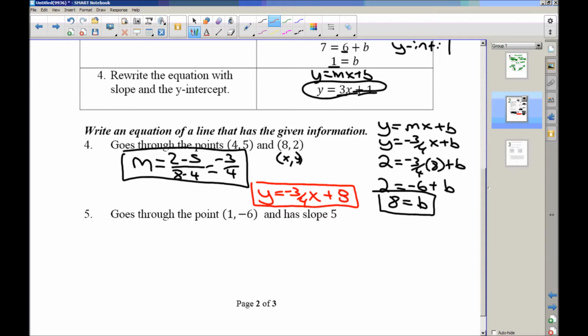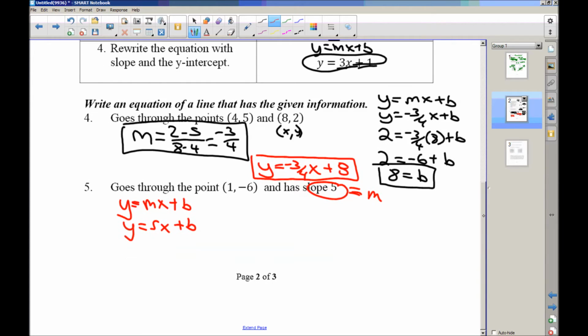Okay, number 5, we want it to go through the point (1, negative 6) and have a slope of 5. So this one's a little bit easier. I start with y equals mx plus b, just as before. I'm going to replace m with 5, because this says the slope is 5. Okay, so y equals 5x plus b. And then I know a point. This is an xy ordered pair that's on the line. So I can replace y with negative 6. I can replace x with 1. And then I can solve for the missing variable, which is b.